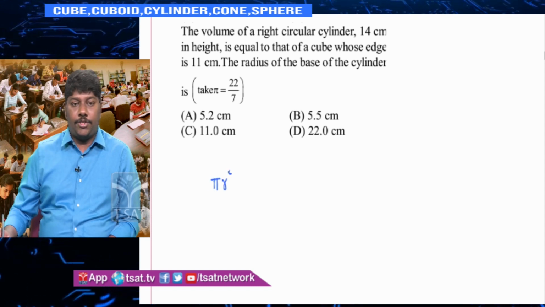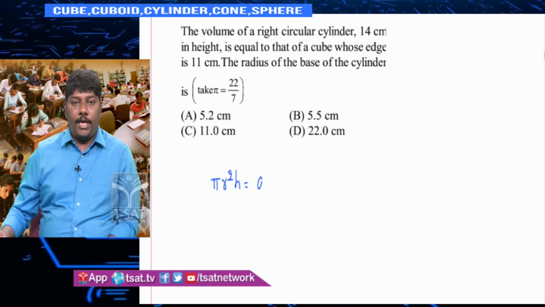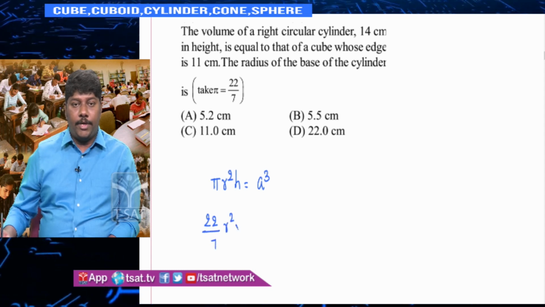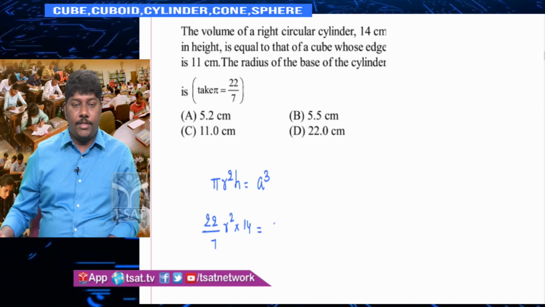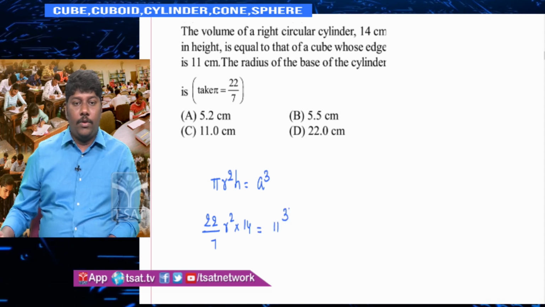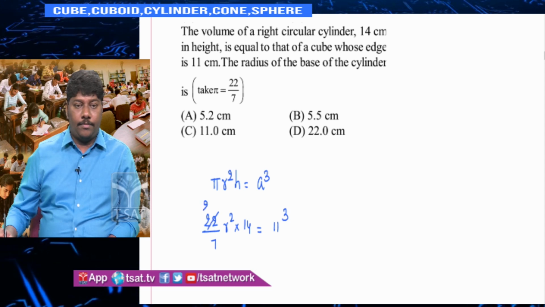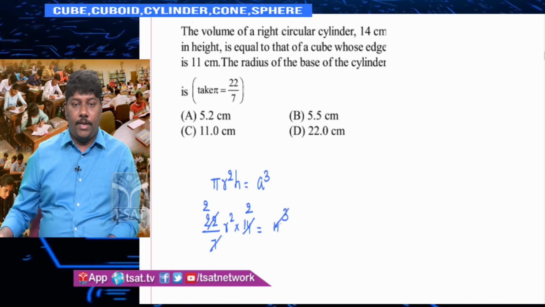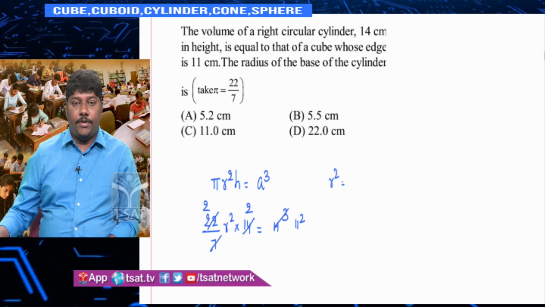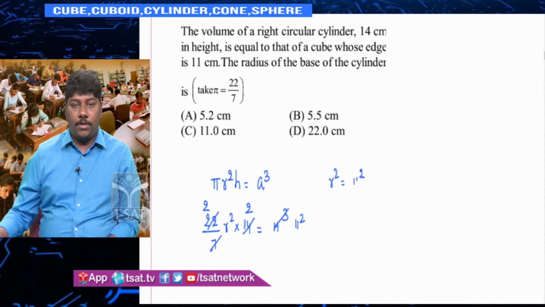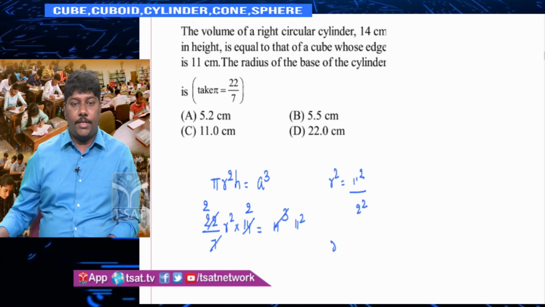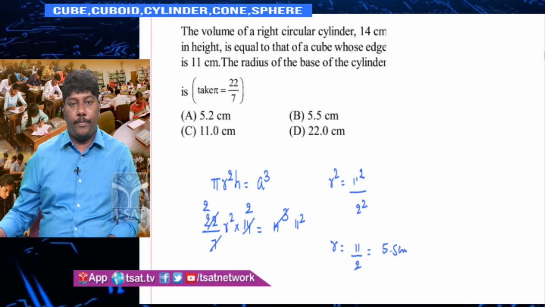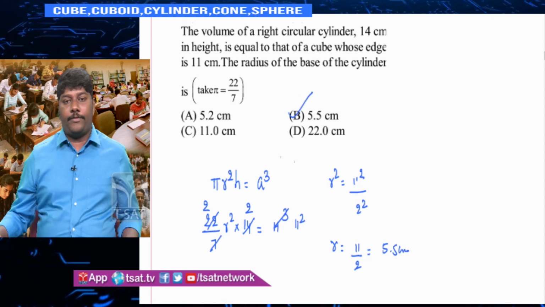Pi R square H is equal to A cube. Pi means 22 by 7. R square, let it be R square. Height is 14. Cube edge is 11 cube. 11 ones, 11 twos. Then after that you got 2 here. So 11 square will be left out. Now R square is equal to 11 square by 4. 4 means 2 square. Now R is equal to 11 by 2, which is 5.5 centimeter. The answer is 5.5 centimeter.